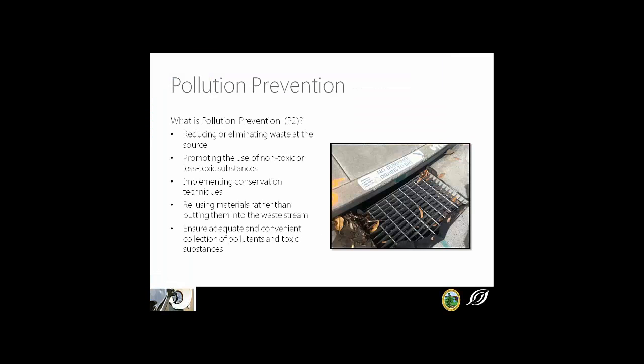So what is pollution prevention, or for short we call it P2? Basically it's the reducing or eliminating of waste at the source. We want to promote the use of non-toxic and less toxic substances, implementing conservation techniques for these type of materials, and then reusing materials rather than putting them into the waste stream. And most importantly, we want to ensure that there's adequate and convenient collection for these toxic substances.